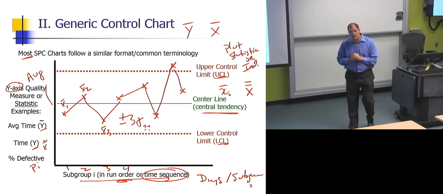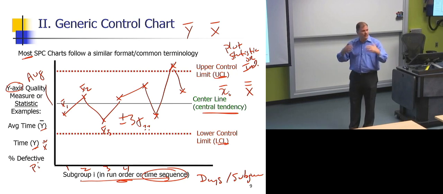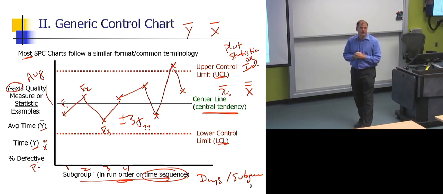UCL is not to be confused with USL. USL stands for upper specification limit. Specification limits are not control limits. They may not even be anywhere near each other. Specification limits define capability. Control limits define stability.